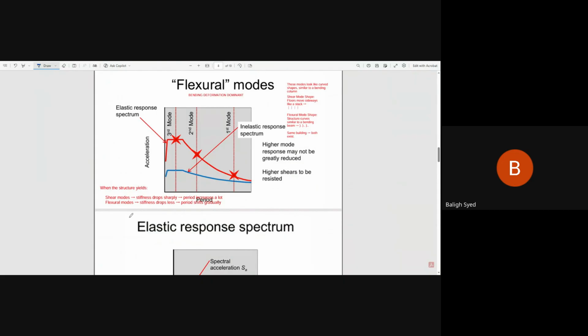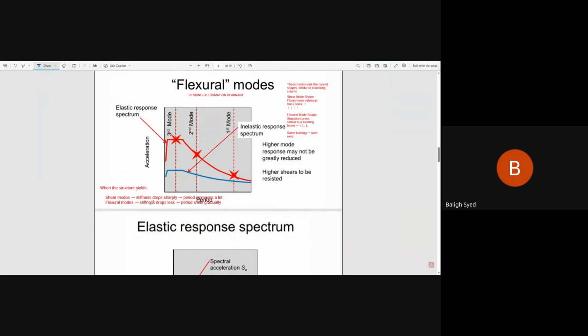Okay, when the structure yields in shear mode, stiffness drops sharply, period increases a lot. Flexure modes, stiffness drops less, period shifts gradually. There is a big difference. When you're going to do the modal analysis in ETABS, pay attention to the results, right? This is how I start reading it in one of the projects: which mode the structure is actually going into. Stiffness dropping sharply, period increases a lot. Mode 1, mode 2, mode 3.